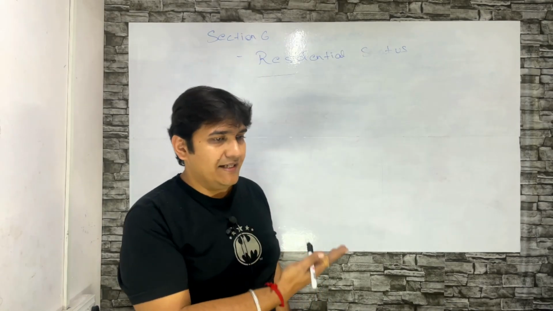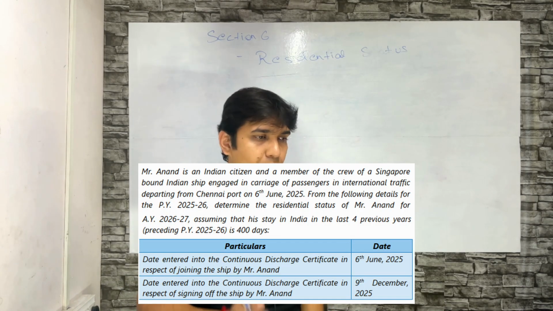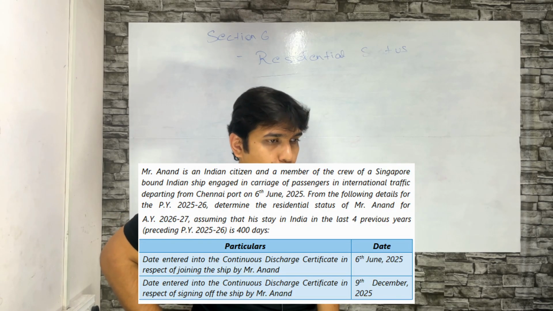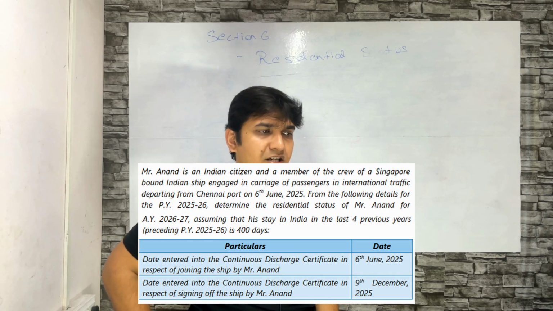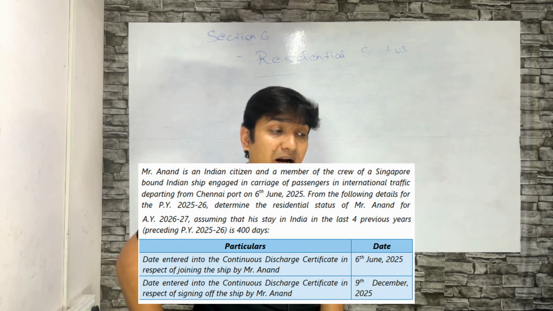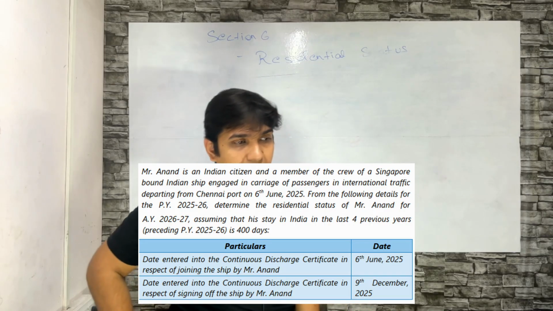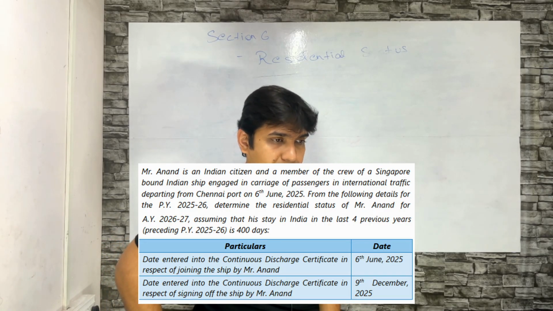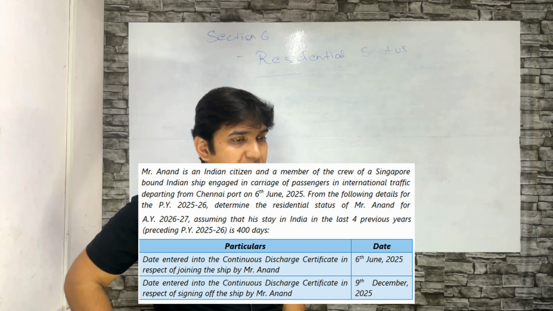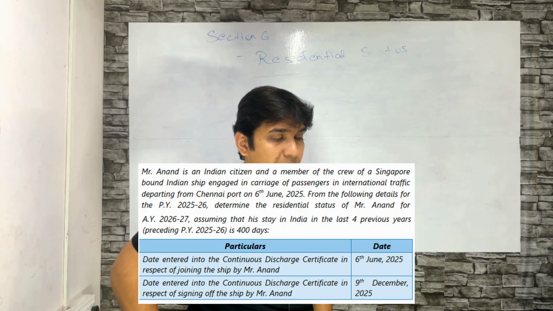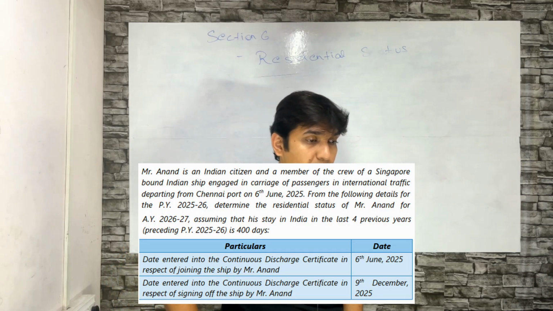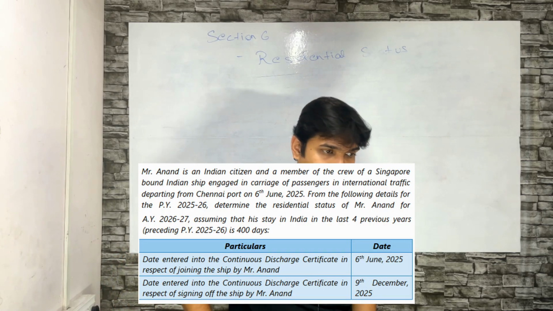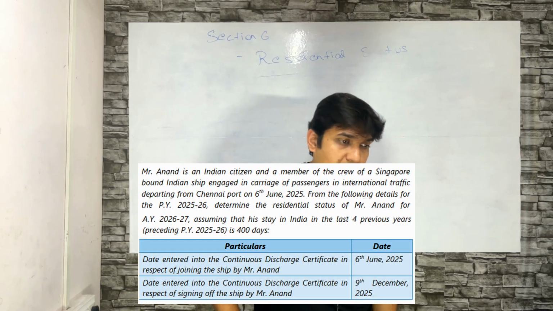It's from ICAI material only. So I'll read it out. Mr. Anand is an Indian citizen and a member of the crew of a Singapore-bound Indian ship engaged in carriage of passengers in international traffic, departing from Chennai port on 6th June 2025. From the following details for the previous year 25-26, determine the residential status of Mr. Anand for assessment year 26-27, assuming that his stay in India in the last 4 previous years preceding previous year 25-26 is 400 days.